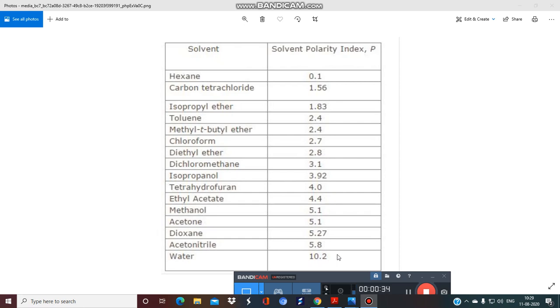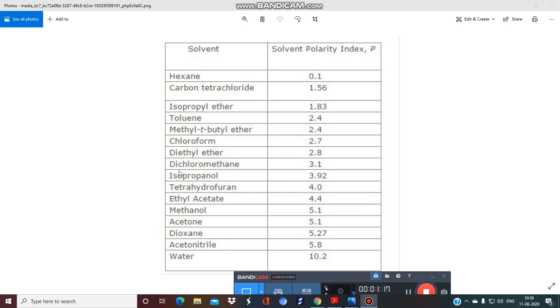As we know, there are two types of compounds. Some organic solvents are polar and some are non-polar. When I say polar, the first thing that comes to mind is water. Water is the most polar. You can see it has a very high polarity index, 10.2. Above water there is acetonitrile, then acetone, methanol, and a number of other solvents. At the top we have hexane. What does this table reflect? It means that hexane is mostly non-polar and water is mostly polar. Carbon tetrachloride is again non-polar.